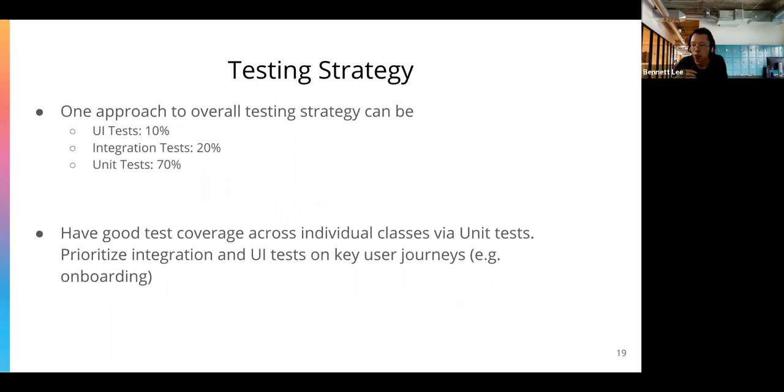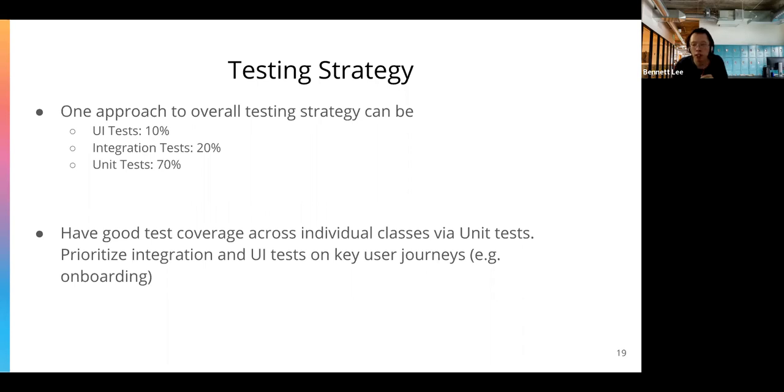So this is a cookie cutter approach. This is a very broad stroke rule of thumb for how to approach testing in a project as recommended by Google, and it can be different on a case-by-case basis. But one approach to overall testing, when you think about a testing strategy, is if you have 100% capacity on testing, then the recommendation is to spend 10% on UI tests, 20% on integration tests, 70% on unit tests.